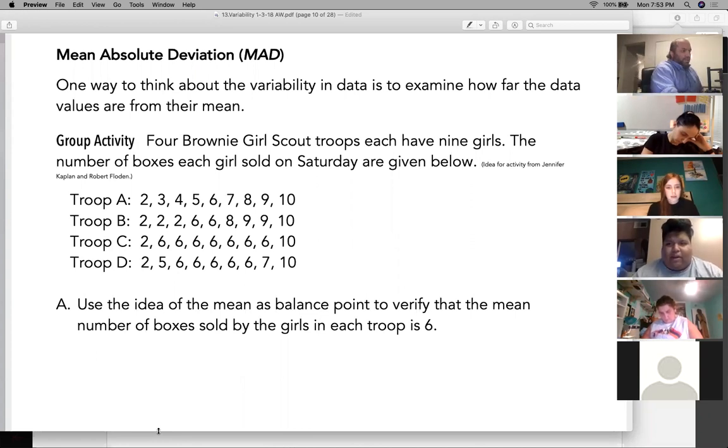Wait, sorry, can you go back really quick? For which one? Troop B. To B? I didn't do B. I skipped B because B was a little harder. I did A and then I did C. D is somewhat normal.